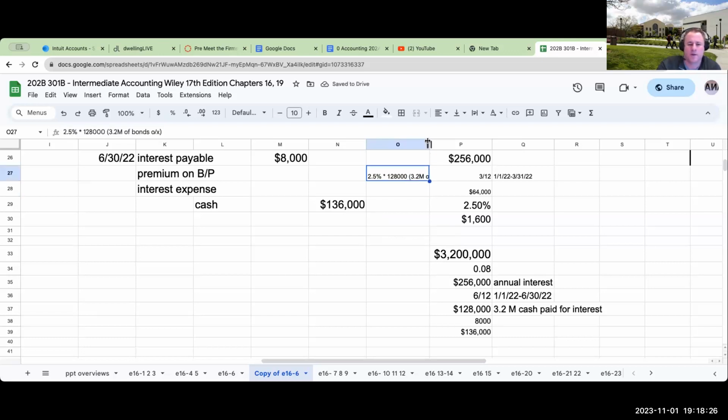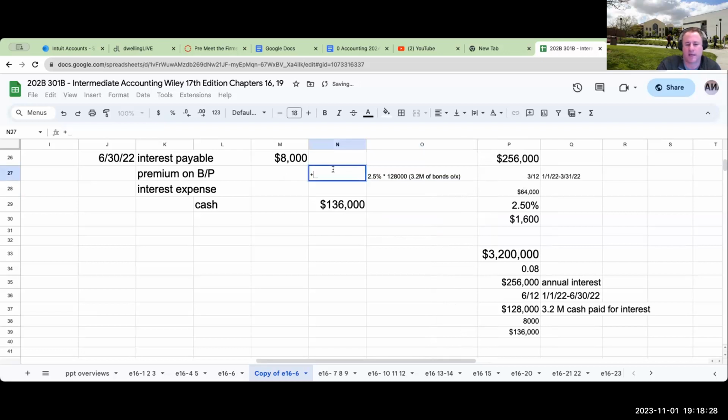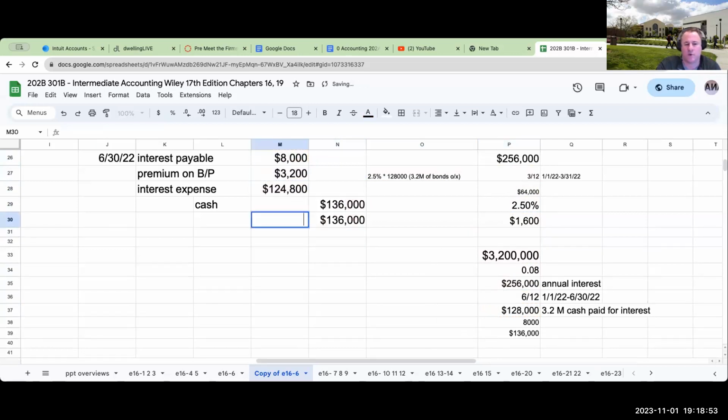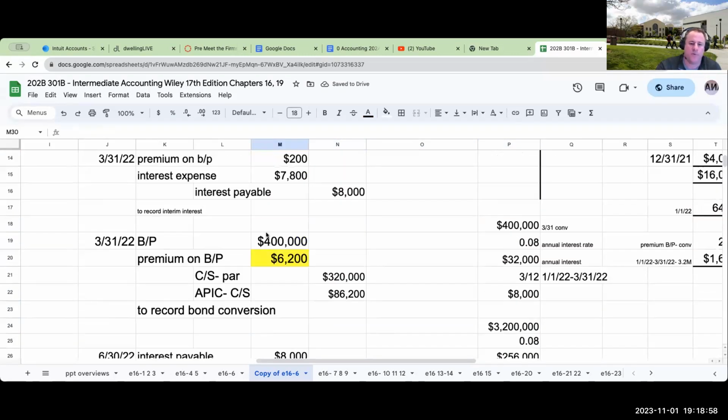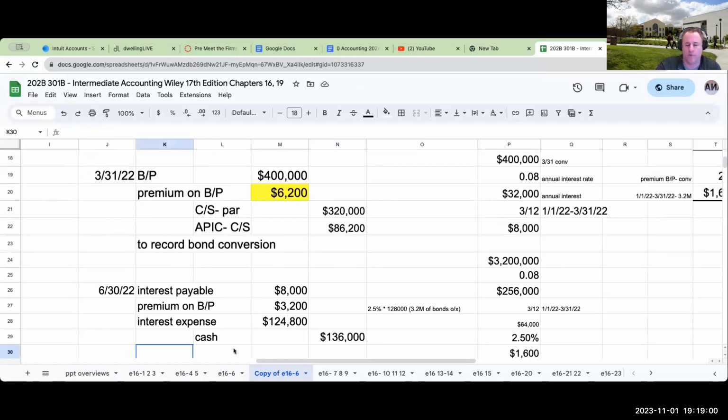Okay. So right over here, this is going to be 128,000 times 2.5%, or 3,200. The remaining amount is going to go to my interest expense, or 128,000 times 97.5%, or 124,800. If I add all of these up together, I get the 136,000 going through. If I wanted to check my work, I can do so, right?